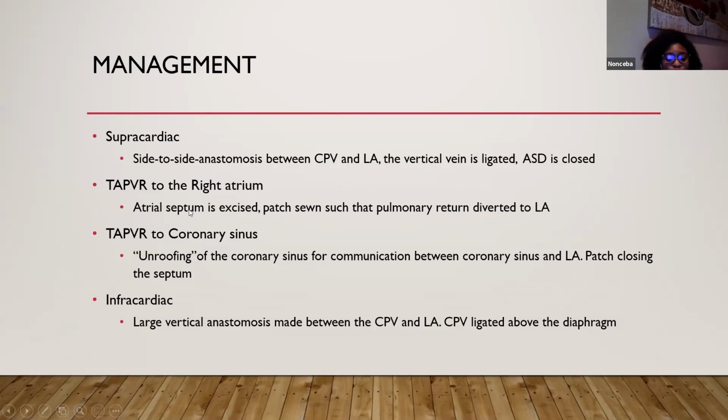Whereby the atrial septum is excised, then they have a patch such that the pulmonary venous return is diverted to the left atrium. Or you can have unroofing of the coronary sinus, where a communication between the coronary sinus and the LA is created, and then you have a patch that closes the septum. And infracardiac, a large vertical anastomosis is made between the common pulmonary vein and the left atrium, and then the common pulmonary vein is ligated above the diaphragm.